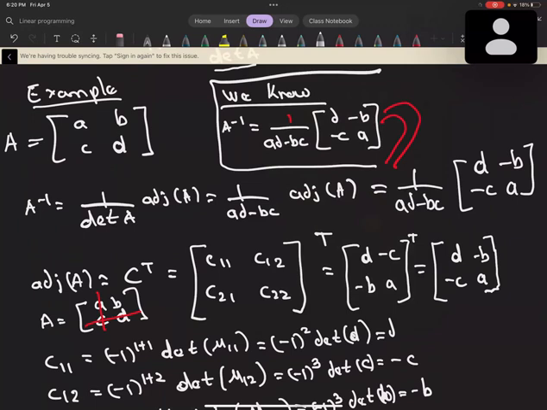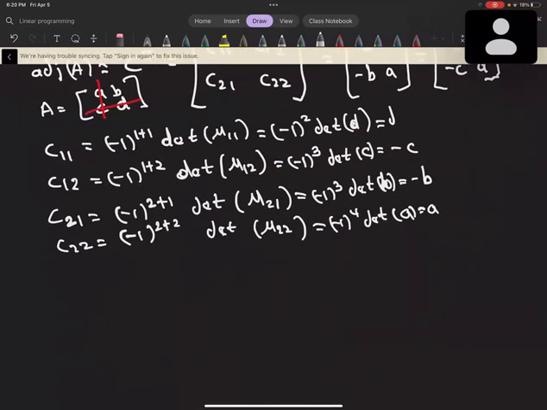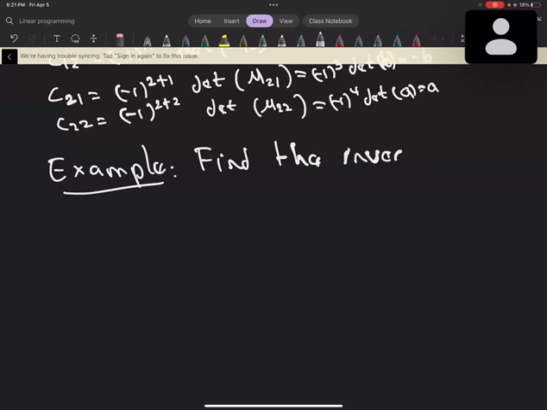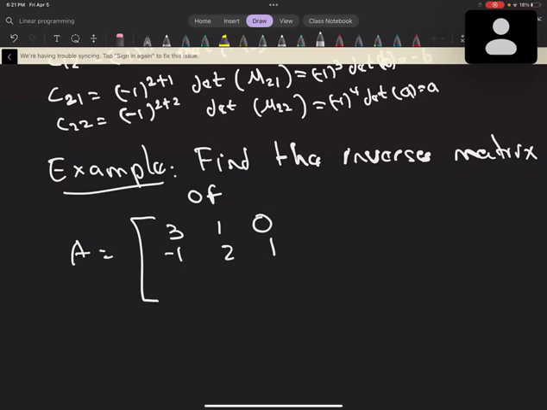Good. Okay, so now what I'm gonna do is find the inverse of a 3 by 3 matrix. And we're gonna use the adjoint. So let's do this example, and then with this you can solve your homework example. So find the inverse matrix of A equals 3, 1, 0; minus 1, 2, 1; 0, minus 1, 2.